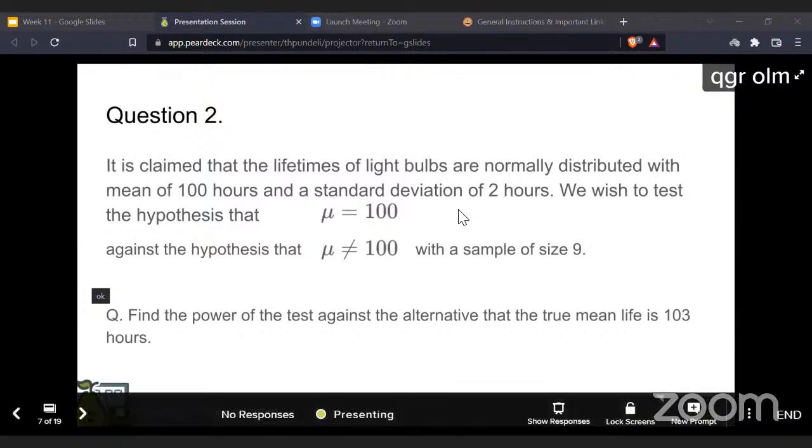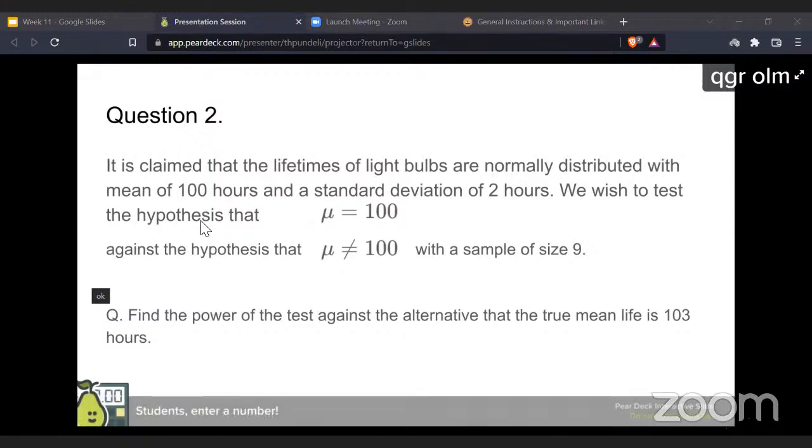Ma'am, what does against the alternative mean? When you find the type 2 error. So basically, what is type 2 error? Given the alternative is true, you are going to accept H naught. Right? Given the alternative, you know that the alternative is true, you are going to accept H naught.